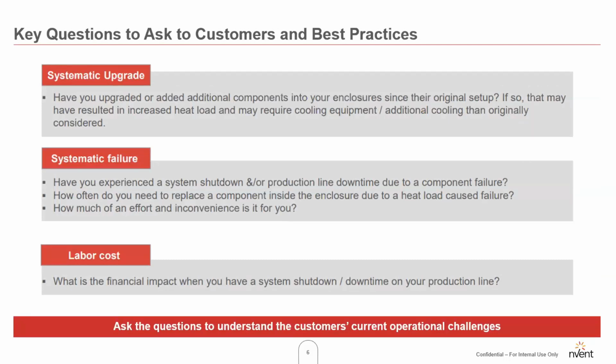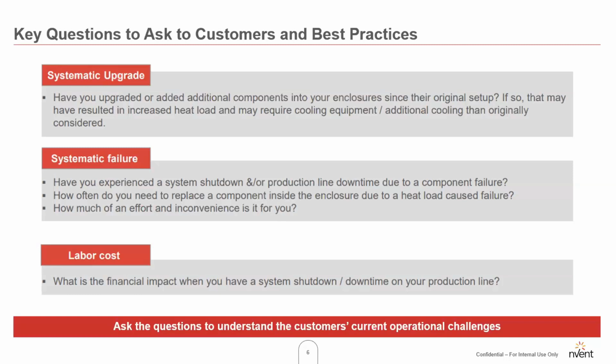Basically, we'd just like to know, as far as upgrades are concerned, if they've added any kind of change to the system. Have you added additional lines, production lines, to the facility that may cause excess heating? That's something to consider. Failures: have you been having problems with enclosures over and over again, overheating? That's something to look at as well.